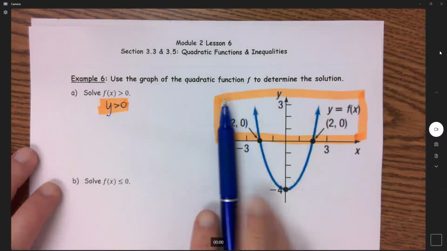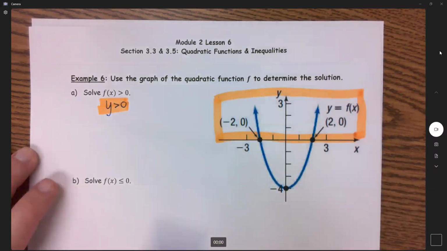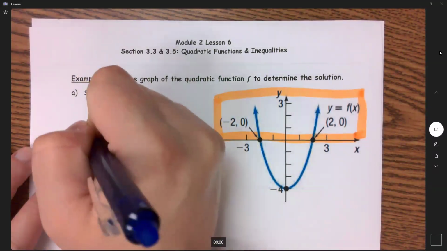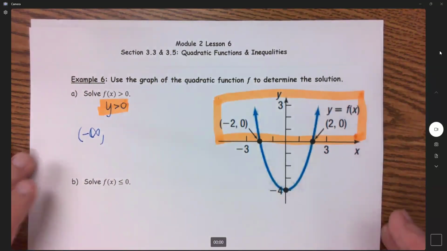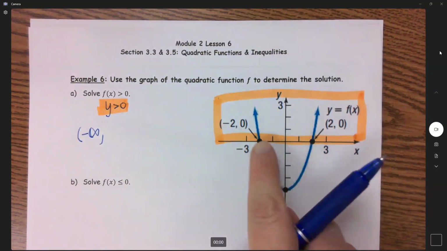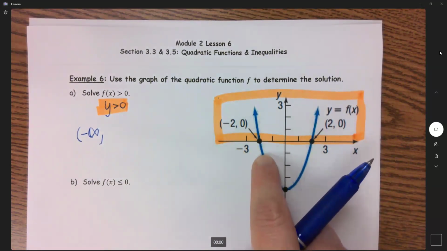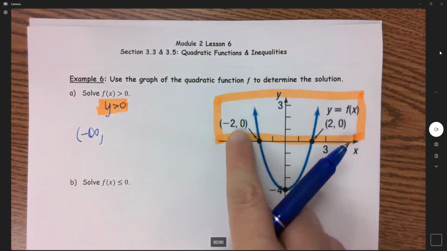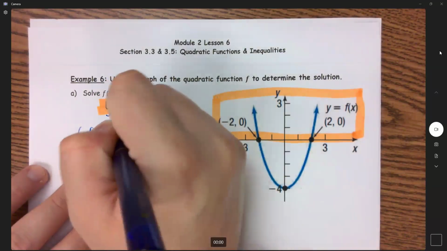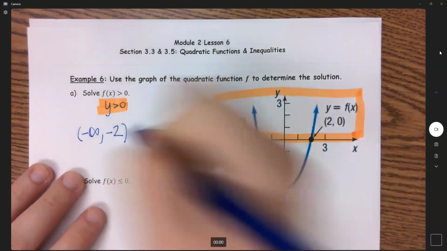And so when I have this little portion here, I start at that arrow. And so that's going to be negative infinity. And then it's going to keep going until right here. After this point, now it starts going below. So what is this point here? That's at -2. And because it is greater than and not greater than or equal to, that will have a parenthesis.